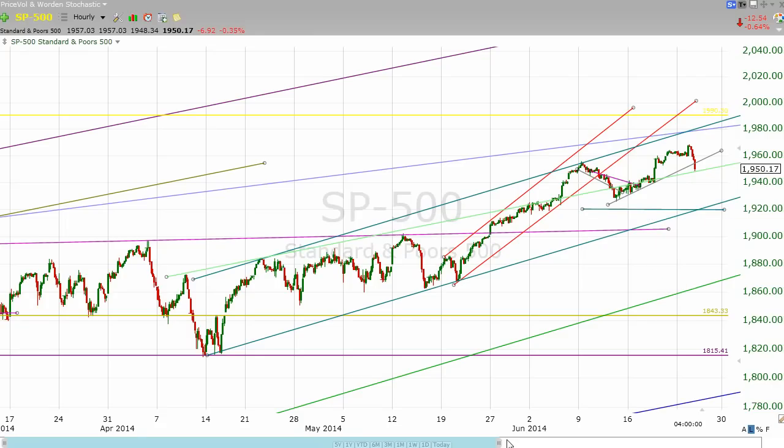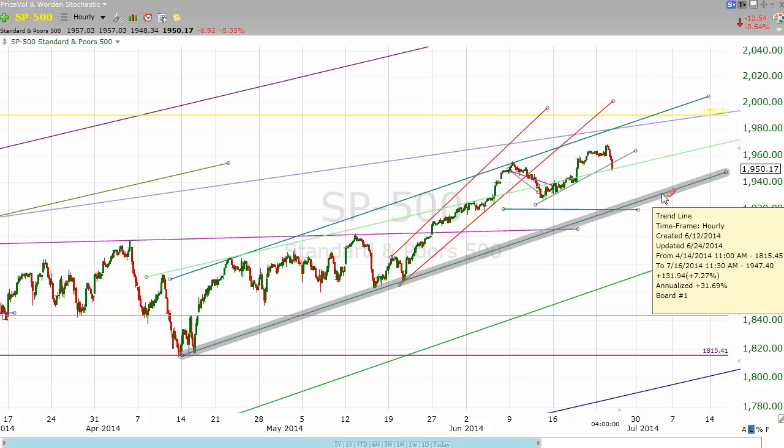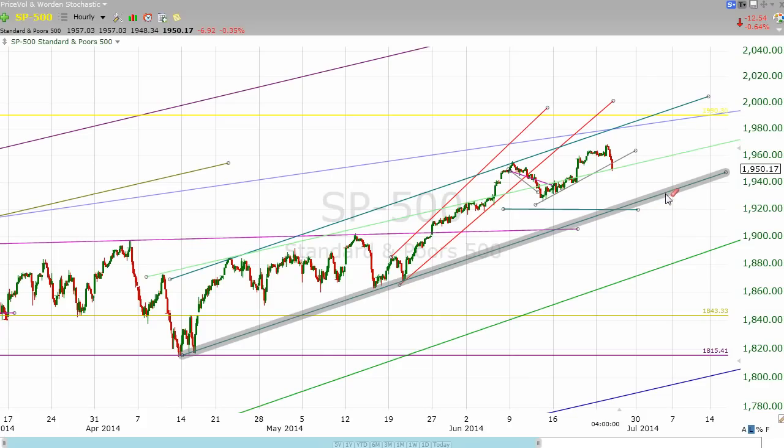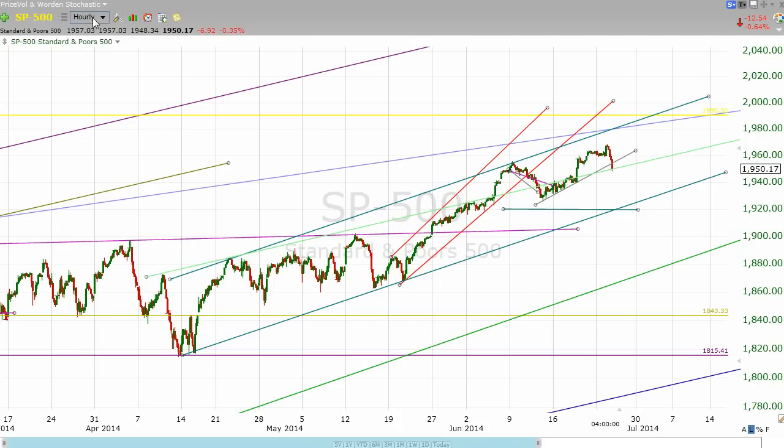So right now, I think a tag at some point on this lower line would not surprise me one bit, especially with what we saw today. Now again, you can see our little light green line right here.